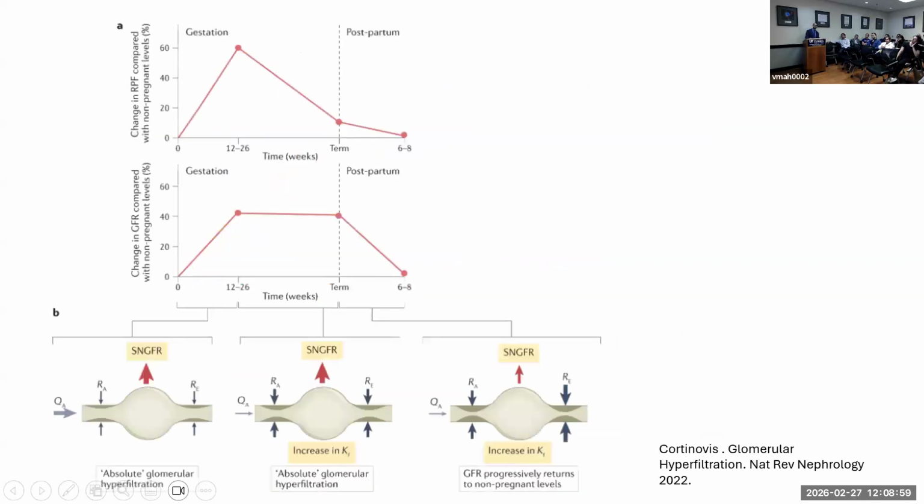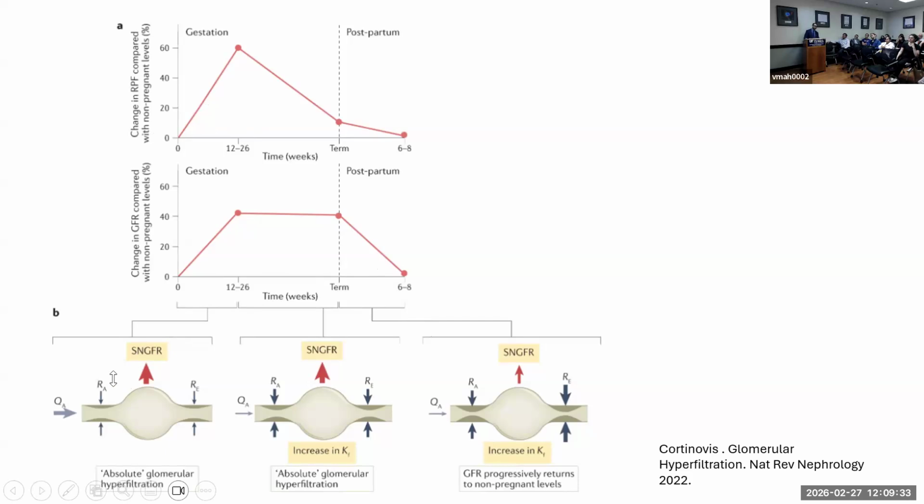This is a similar thing with a more recent paper. The explanation for this is glomerular hyperfiltration. The top graph here is a change in renal plasma flow, and this graph is a change in GFR. So you see that early in gestation, you have an increase in renal plasma flow and an increase in your GFR. The reason for this is the single nephron GFR, shown here for different time courses during the pregnancy.